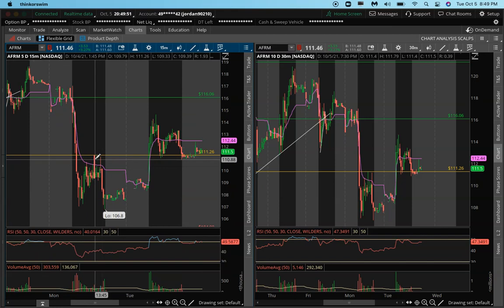So again, pivot high right here, 111.26, blasted right through it. We came to this point here, like I said before. You guys can see it was used as support, rejected VWAP. So this is the level I'm looking to exit.